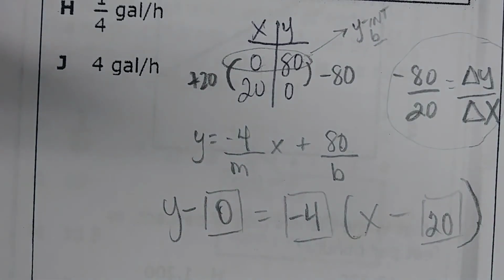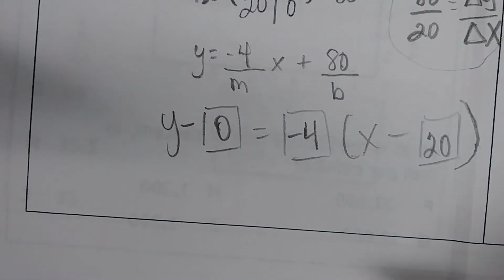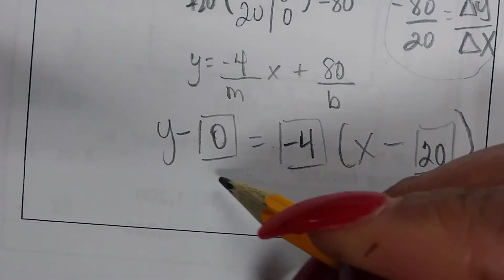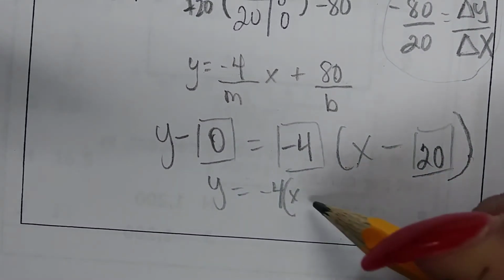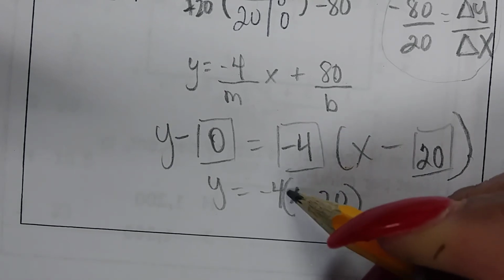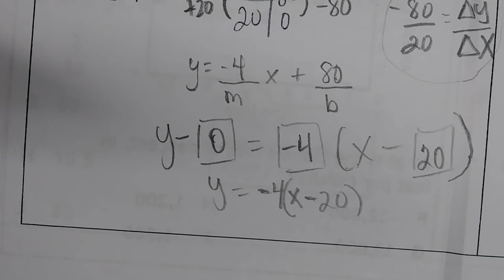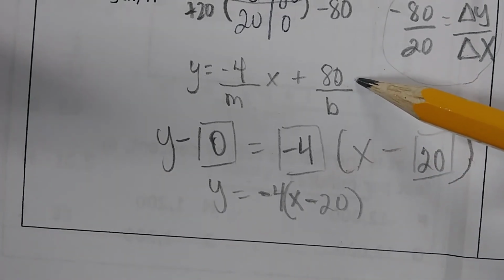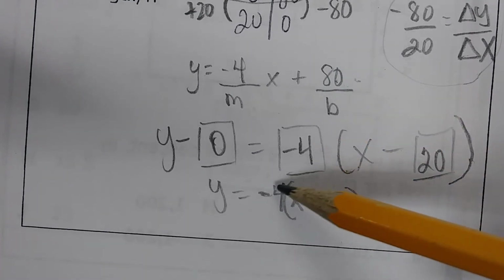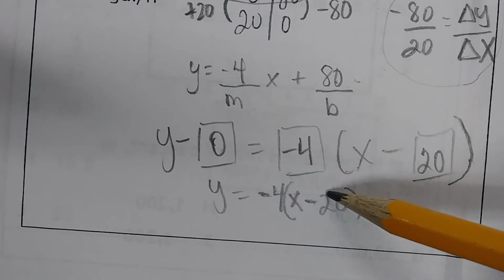We're done. If you would like to simplify that, you can. The 0 would go away. The -4x, keep that in parentheses. And it's still in point-slope form. Now, if you wanted this to look like the slope-intercept form, you could just distribute. -4x, +80.